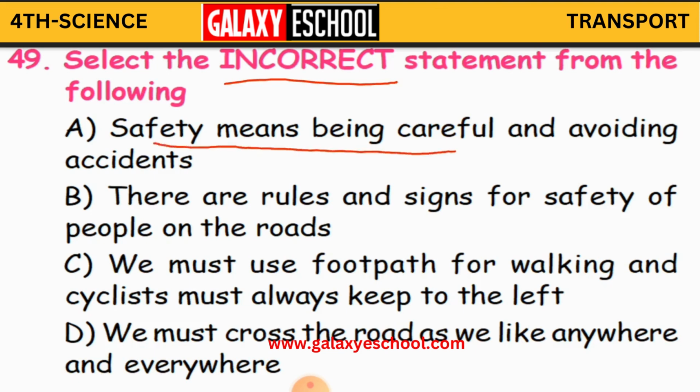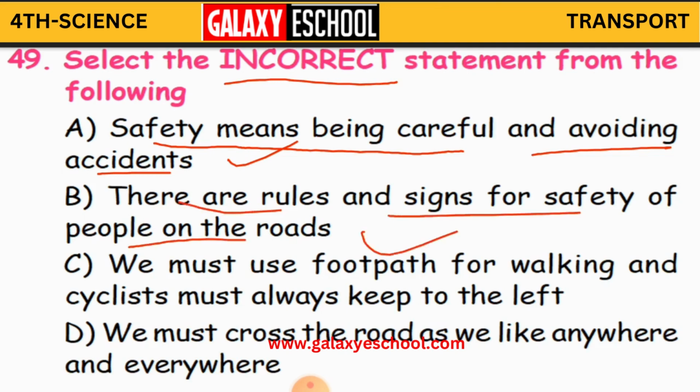Safety means being careful and avoiding accidents. Okay, the first statement. Is it correct, children? Yes, this is correct. Now, B option is, there are rules and signs for safety of people on the roads. This is also correct. We have got rules and signboards, traffic signals and all that, and rules like wearing a helmet. And C is, we must use the footpath for walking and cyclists must always keep to the left.